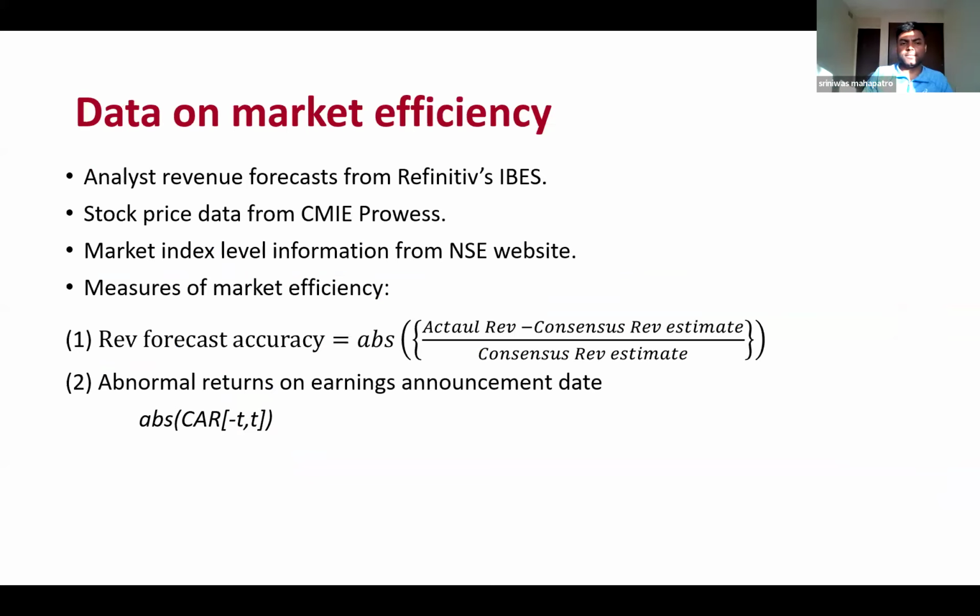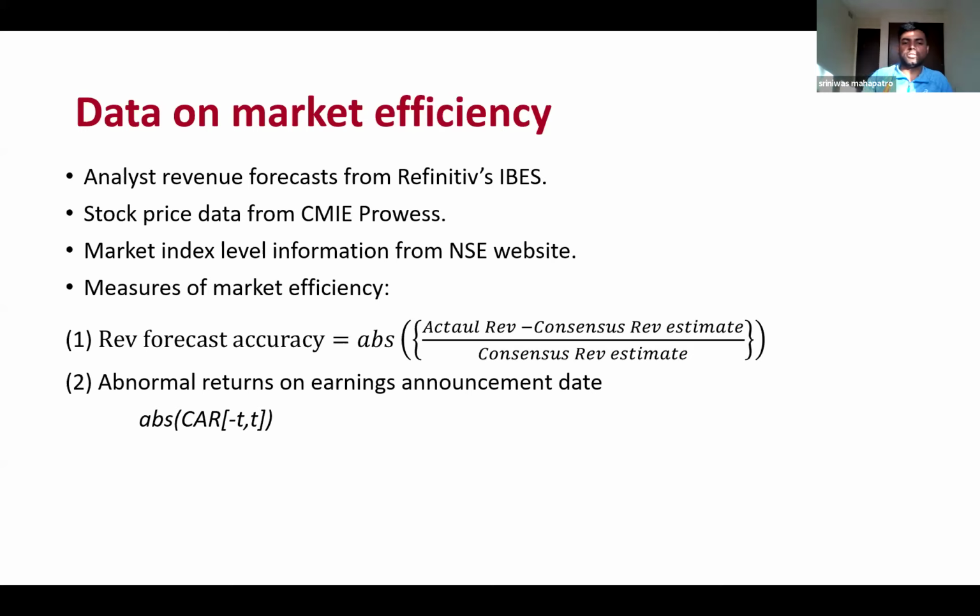For the market efficiency test, we use revenue forecasts from Refinitiv, and stock prices from the usual CMIE Prowess, which is used by most people who work on Indian data. Then we have the market level index information from the NSE website. We calculate revenue forecast accuracy from Refinitiv, which is the actual revenue that the company posted minus the consensus revenue estimate, divided by the consensus revenue estimate. We take an absolute value, since the difference could be either positive or negative. We want to see the magnitude of these forecast errors.